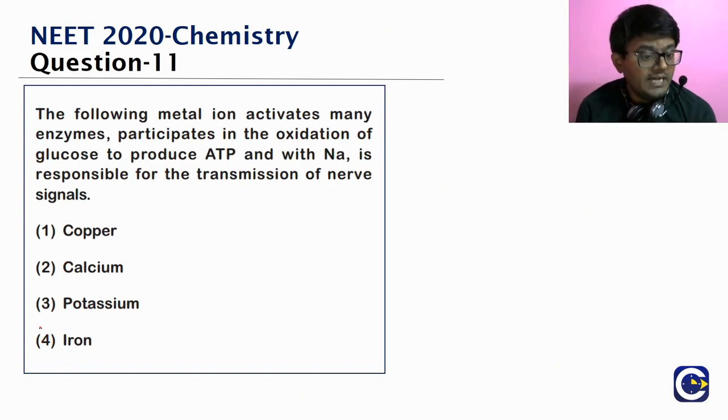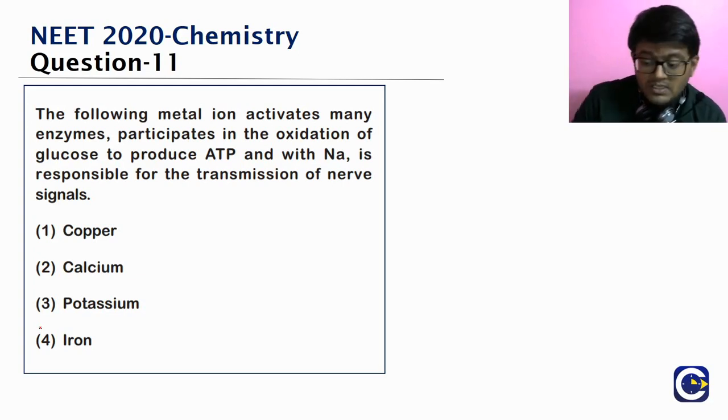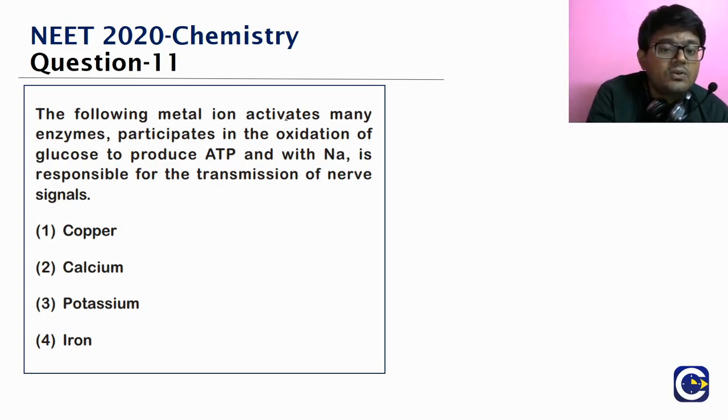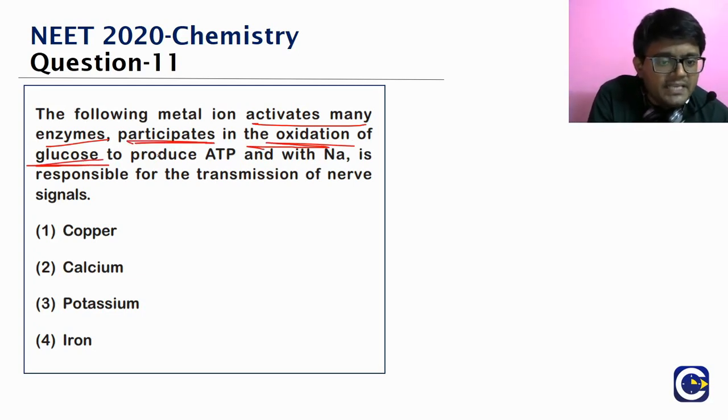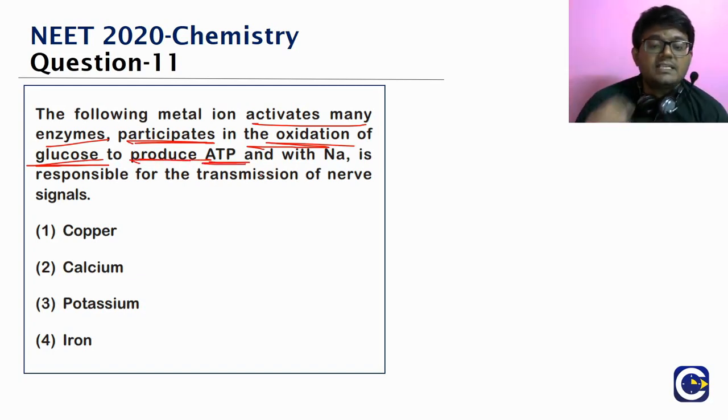Next we have question number 11. So this is a sort of memory based question. The following metal ion activates many enzymes, participates in the oxidation of glucose to produce ATP, and with sodium... So here, when they generally say things like, it activates many enzymes, that is not the clear hint to identify. This is the clear hint: the metal ion is participating in the oxidation of glucose to produce ATP.